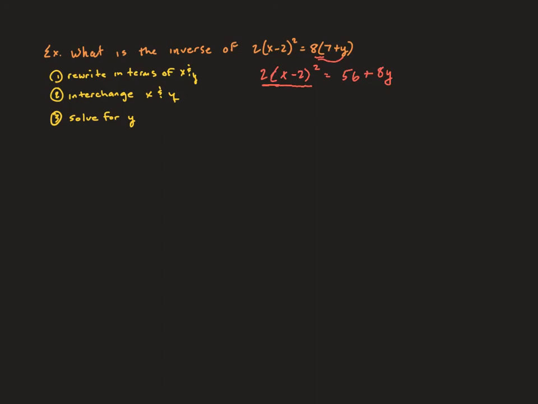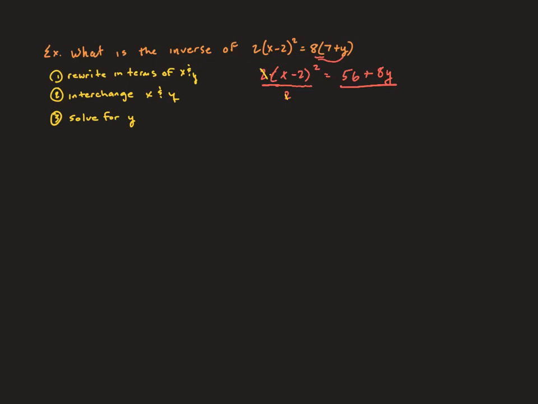Instead of that, I'm going to divide by 2, because we have to remember that this 2 is being multiplied by that parentheses. So if it's being multiplied, my inverse operation is going to be to divide. So I'm going to divide by 2 to get rid of that, and it is going to cancel out. But if I divide by 2 on one side, I must also divide by 2 on the other.